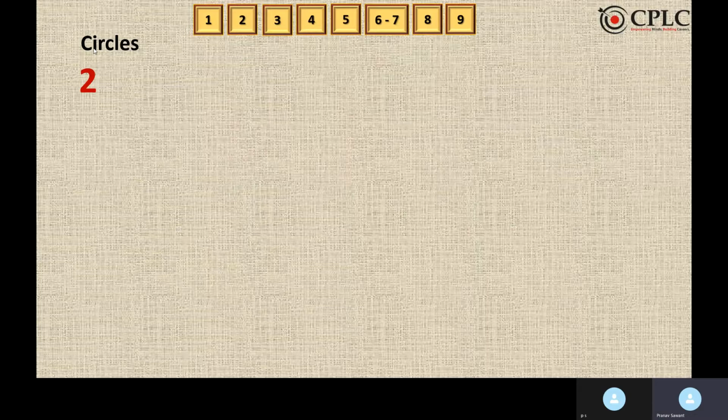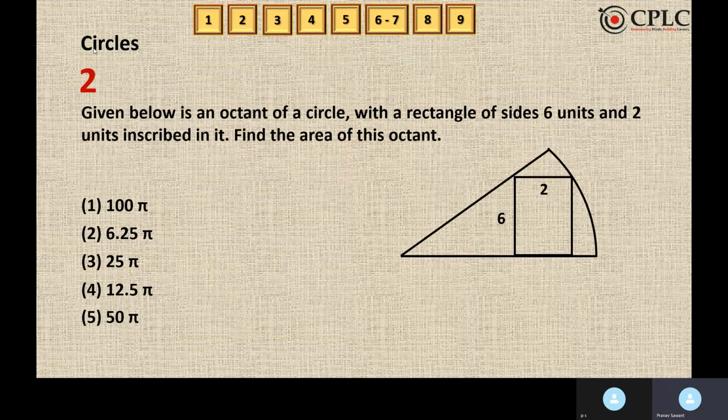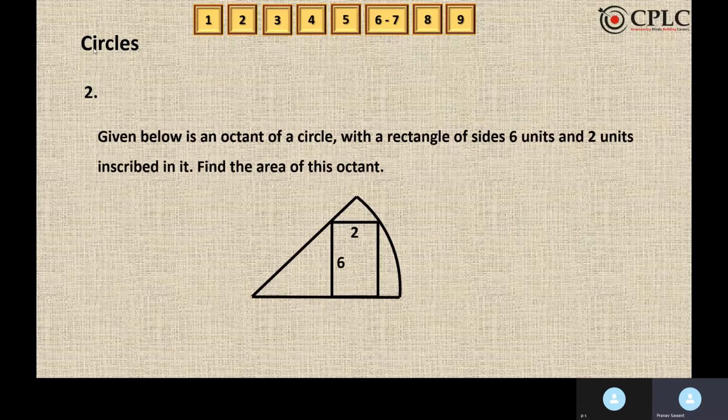Moving to the second question. Given below is an octant of a circle with a rectangle of side 6 units and 2 units inscribed in it. Find the area of this octant. Now, octant is an eighth part of the circle. Eighth part of the circle means it will have the degree as 45 degrees. Because circle is 360 degrees, 360 divided by 8 will give us 45.